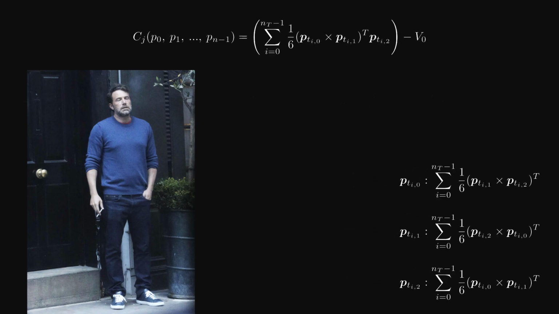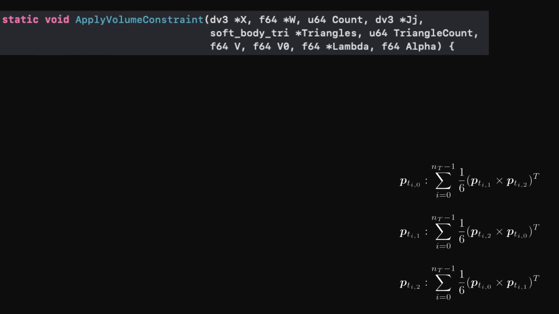Finally, the volume constraint can be implemented. The function that solves the constraint takes the mesh positions x, their inverse masses w, the number of positions count, a buffer jj that stores the derivative vectors for every position, a list of triangles with the corresponding count, the current volume of the mesh v, the initial volume v0, and finally the lambda variable and the modified inverse stiffness of the constraint like I explained last episode.